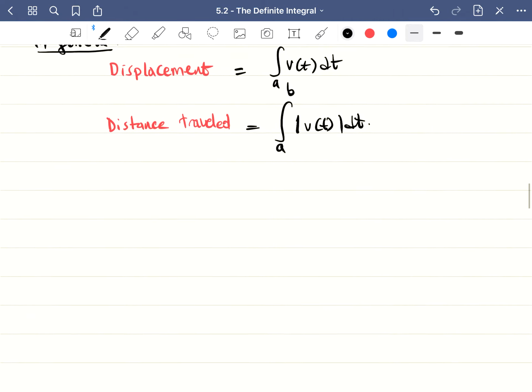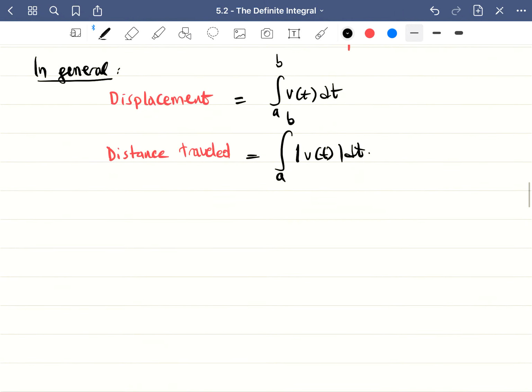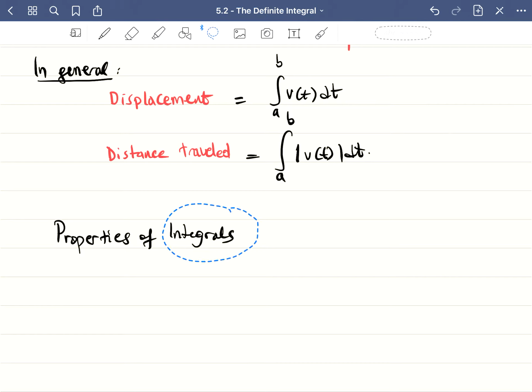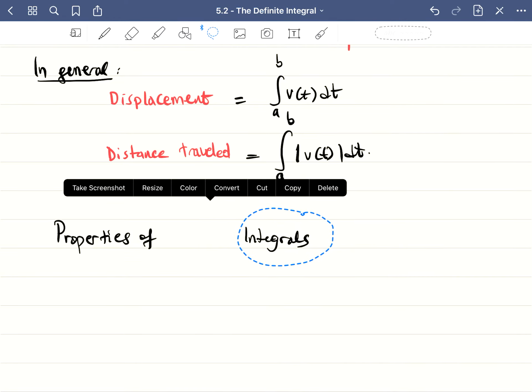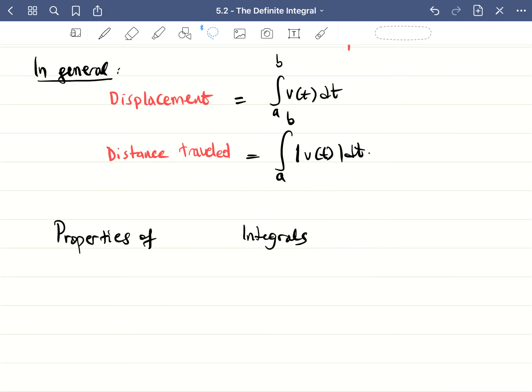Now let's talk about some properties of integrals, which we're going to use very often. So let me list them. I should say definite integrals here, even though these are also for indefinite integrals, but let me make the distinction for now only. So this is definite integrals. Okay.